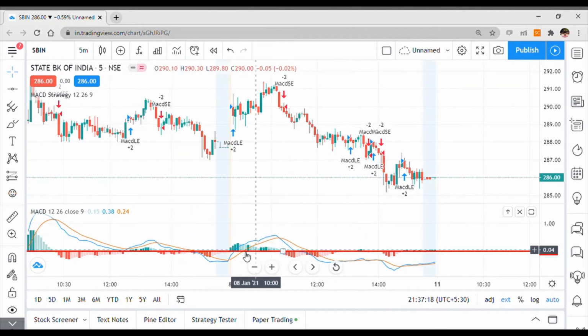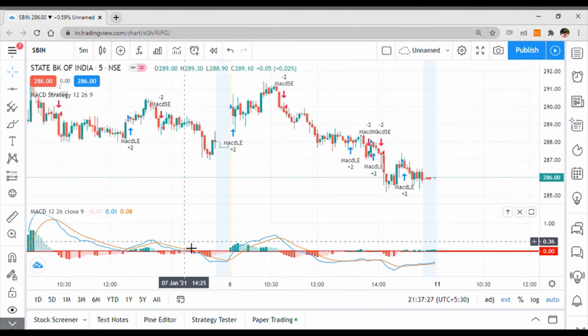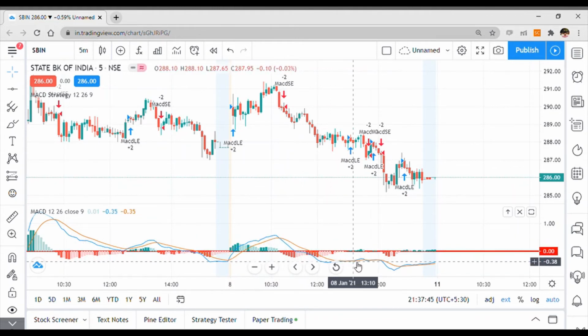See here we got a buy signal. We will not enter here. That's what the meaning is. And we are going to short only when both MACD and signal line are above zero line. Let me see a sell signal. Here we got a sell signal, then we will enter, and even here we got the sell signal. We will not enter here. That's what the meaning is.